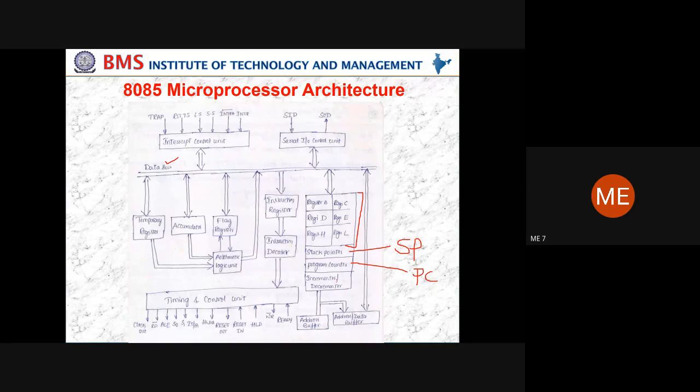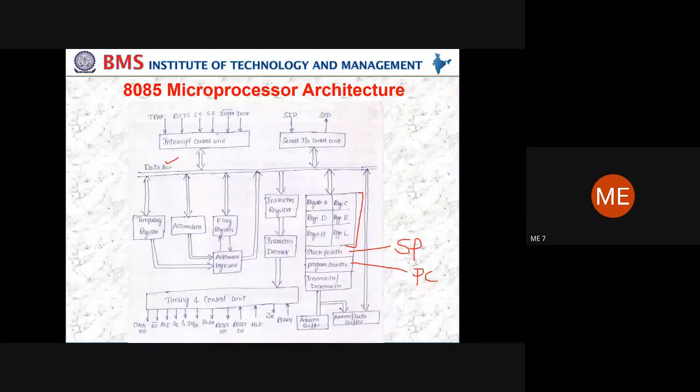Then the incrementer and decrementer are used to go to the next line of the program. Then all those addresses and data are stored in an entity called the address buffer. Then SID and SOD: the data comes in through SID and goes out through SOD. The last one is the interrupt control unit, which is used to draw the attention of the microprocessor while it is doing the main task. If something important is required, the microprocessor will attend to that particular interrupt. So this is the architecture.